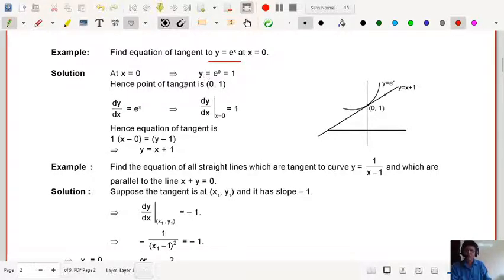So what is your first thing? First you have to differentiate with respect to x. So dy/dx = e^x, the derivative of the exponential function is the exponential function. If you substitute x = 0, y = 1, so the point is (0, 1). You can look at that in the graph. Because it is mentioned at x = 0, if you substitute in the curve, you get the value of y, so you naturally get the coordinates of the point where you have to draw the tangent.